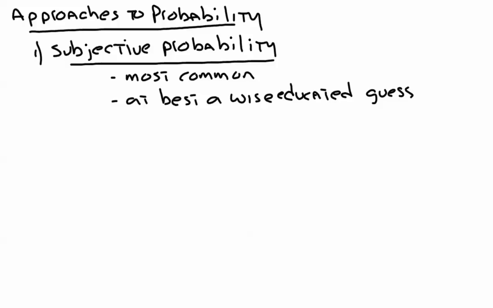Something like looking out the window and saying, looks like it's going to rain this afternoon. That might be a wise guess informed by your knowledge of what storm clouds look like, but it in fact is not very precise. In fact, it's the worst approach for precision analysis.